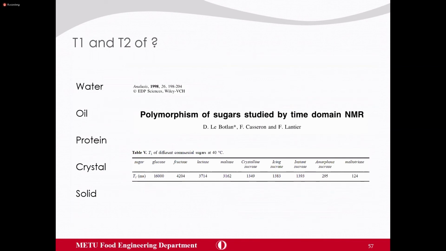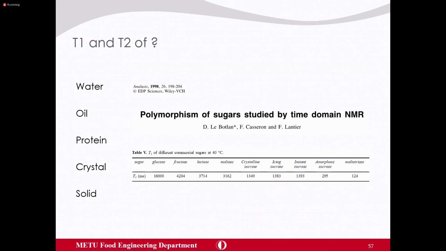Crystals show quite long T1 times. Like here, there is a table, and you see, for instance, T1 of glucose is 16 seconds. So for glucose, recovery is very long. On the other hand, for crystalline sucrose, T1 is around 1.3 seconds. And for icing sugar, it is again around 1.3 seconds.